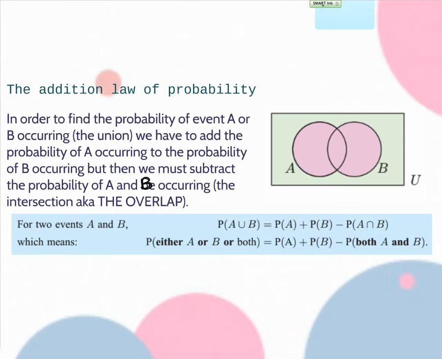So the thing is, if we add A plus B, that overlap gets added twice, so we have to subtract one of them out, which is all it says here in a formula. The probability of the union, A or B, is equal to the probability of A plus the probability of B minus that overlap piece, the intersection. Because A is all of this, and B is all of this, so if I add them together, this middle part gets counted twice. We don't want to count that middle part twice. That's why we have to subtract the intersection part.